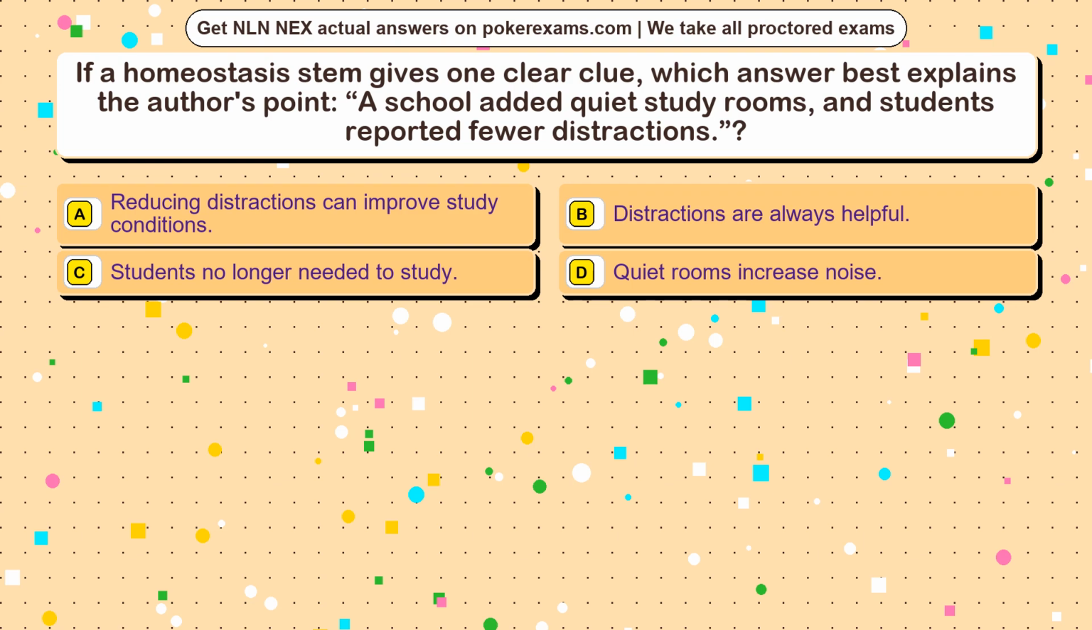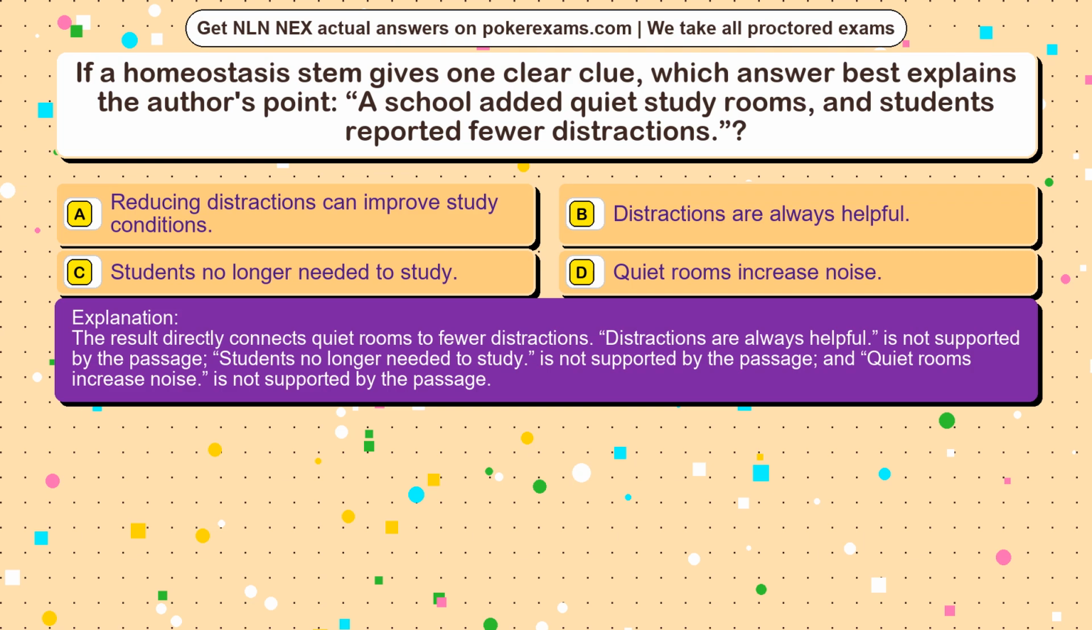The correct answer is option A. The result directly connects quiet rooms to fewer distractions. Distractions are always helpful is not supported by the passage, students no longer needed to study is not supported by the passage, and quiet rooms increase noise is not supported by the passage.